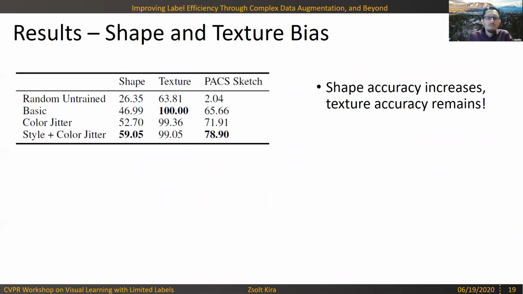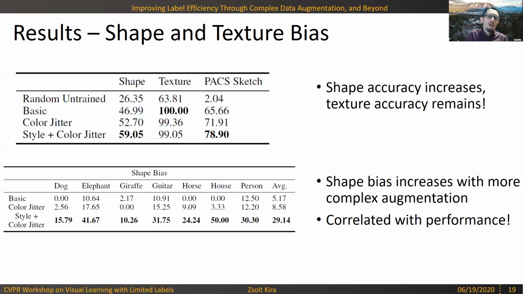What's interesting is that this is showing the shape and texture accuracy. What we show is that when we do our stylization, we don't affect much the texture accuracy. So it's interesting: the features still have texture information in them. It's just that the classifier part is biased towards listening more to the shape. But we do increase shape accuracy, meaning that the features we're learning are more shape-based features as well. So kind of interesting results there.